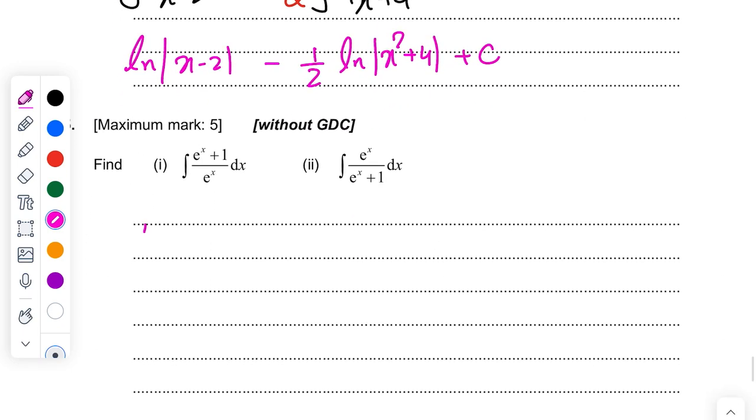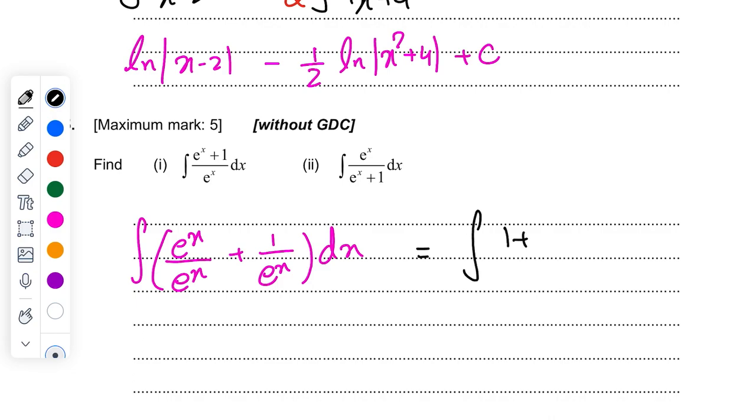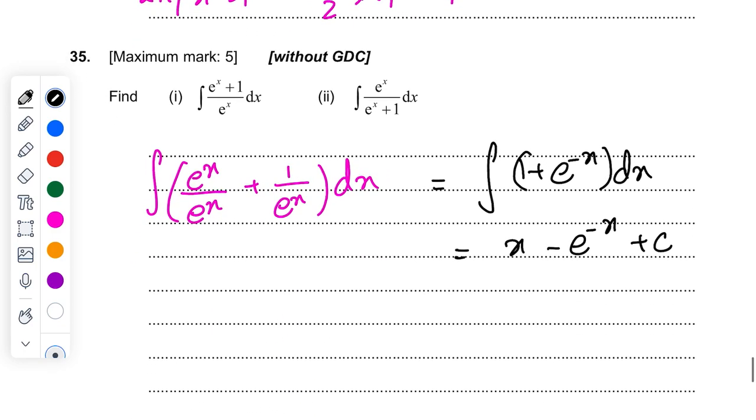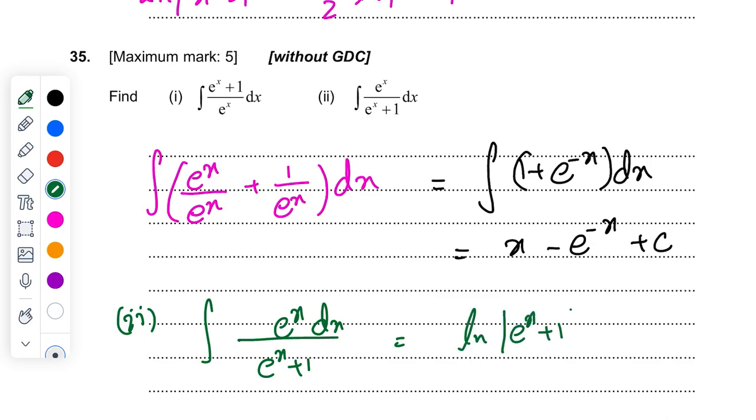Next, integral of e^x upon e^x plus 1 upon e^x dx, which will become integral of 1 plus e^(-x) dx. Integral of 1 is x, e^(-x) integral is minus e^(-x) plus c. Next, for the second part, we can see that the derivative of the denominator is present in the numerator, so it's going to be ln of the denominator, ln(e^x plus 1) plus c.